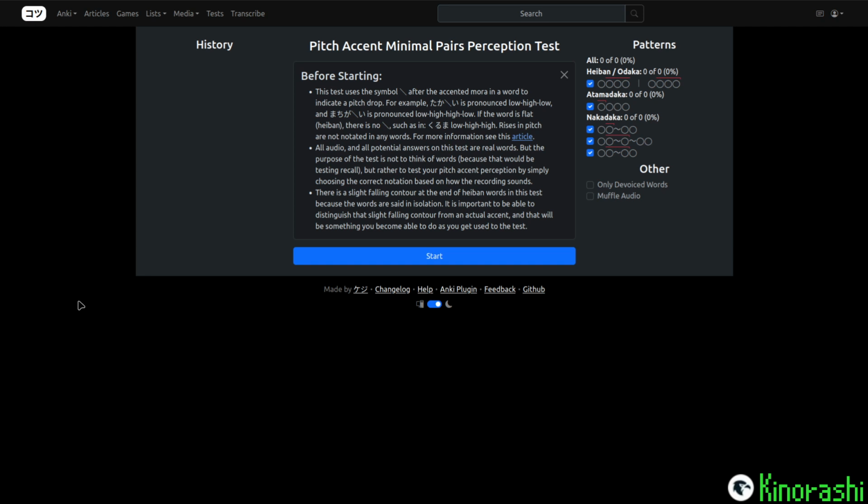If you have any reason to believe a word is not Heiban, the next most common pattern is Atamadaka. So low-high is the most common, and then high and then low is the second most common. Which makes sense if you think about the development of a language. Those are the simpler patterns.